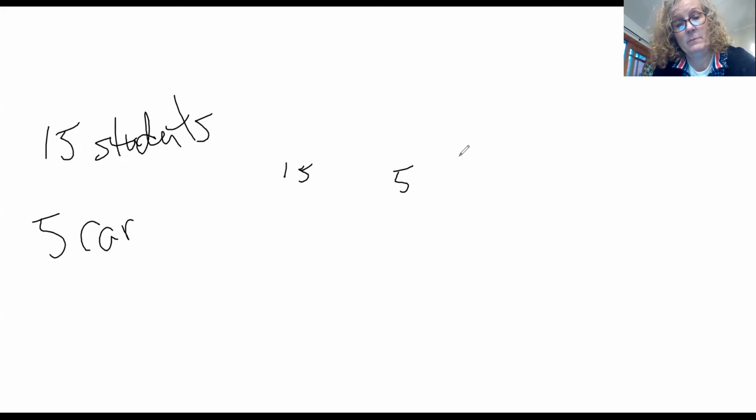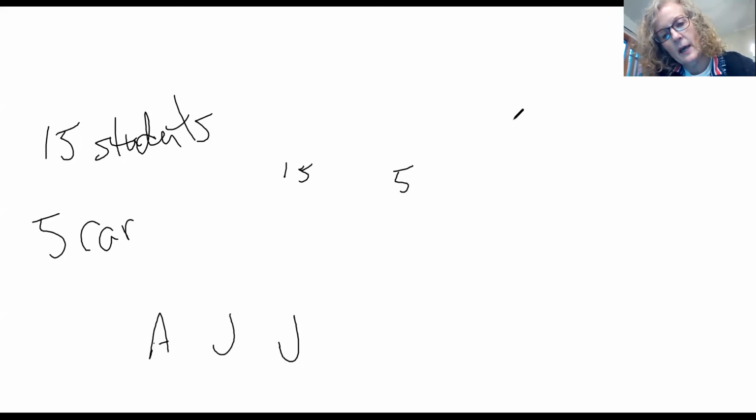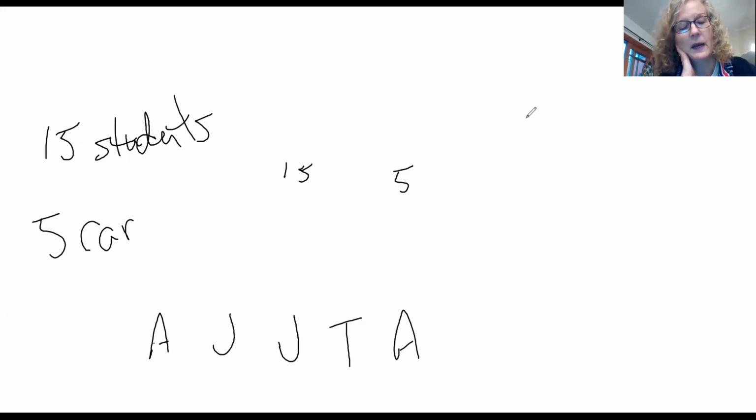Does the order matter? If I pick Andrew and I pick Jonah and I pick Jordan and I pick Trey, and I pick Alex. Does the order matter? Now, we're not worried about who sits in the front seat of the car and who sits in the back seat. That's irrelevant. I just need 5 students to go get in the car. The order is not going to matter.